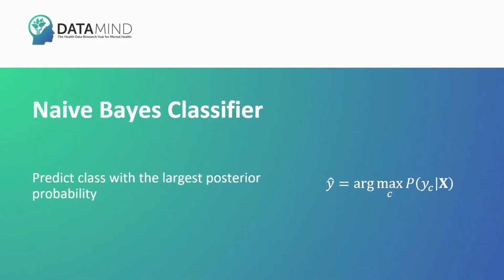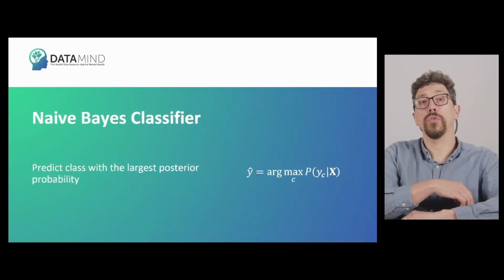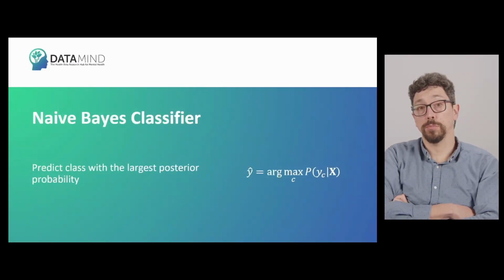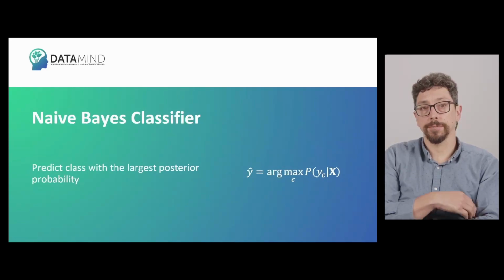A naive-Bayes classifier is a classifier that predicts the class with the largest posterior probability. As you can see in the equation on the right-hand side, this is defined as the argmax of the probability of class y sub c given the data x.